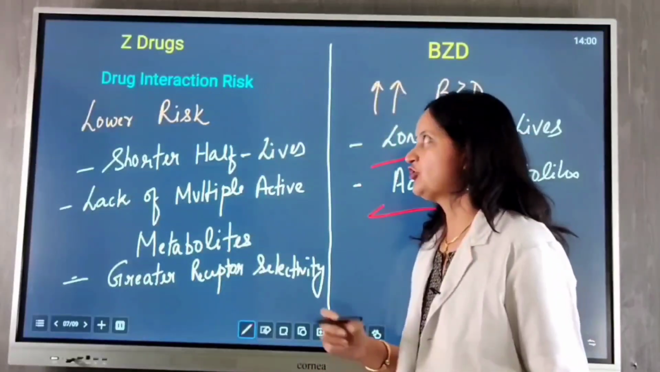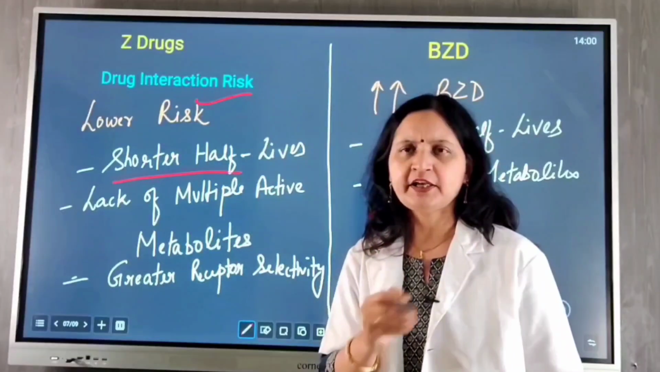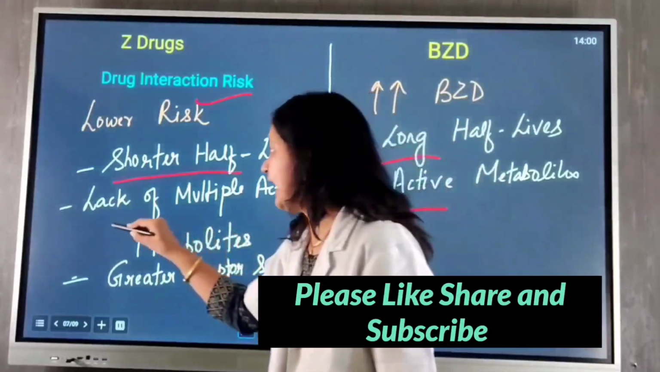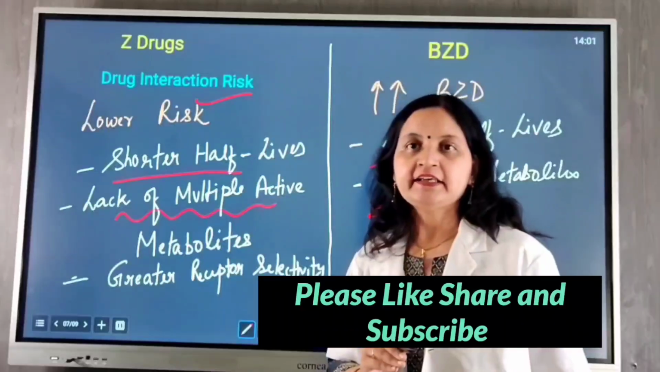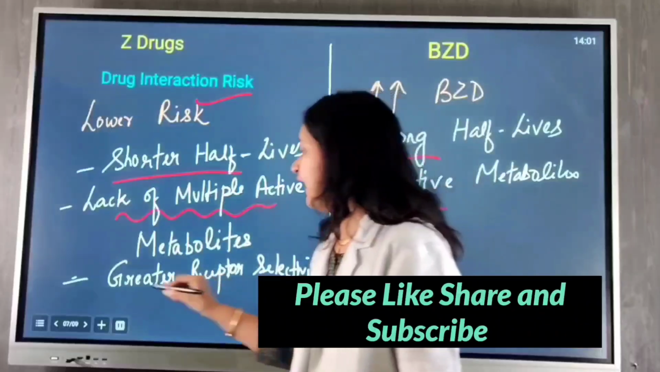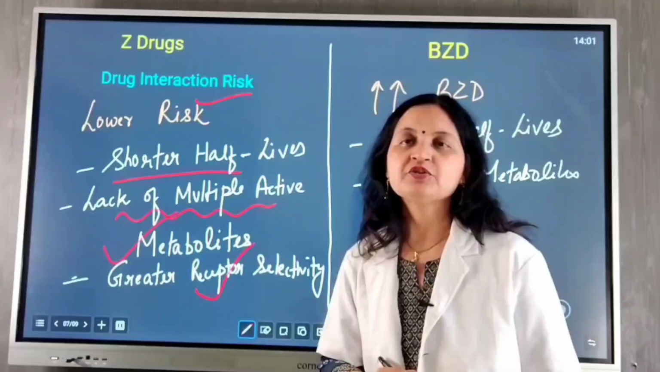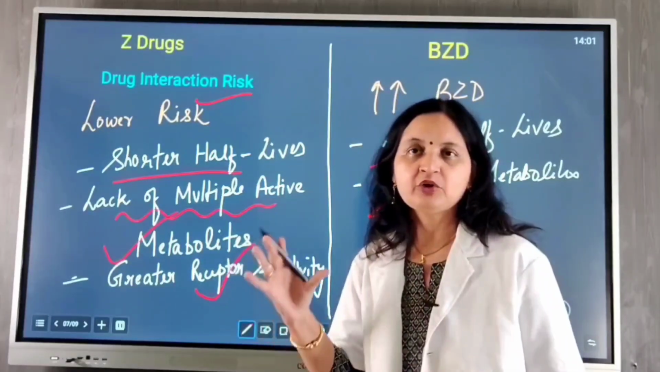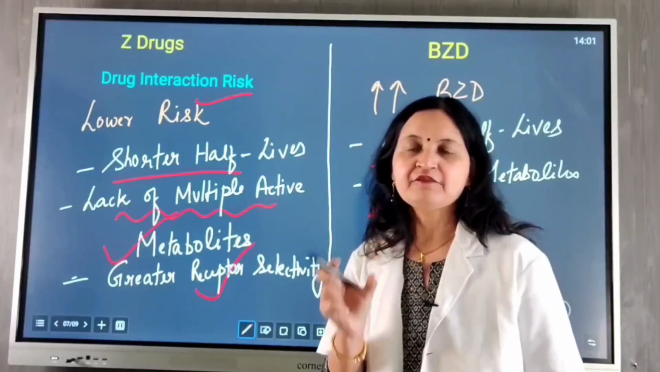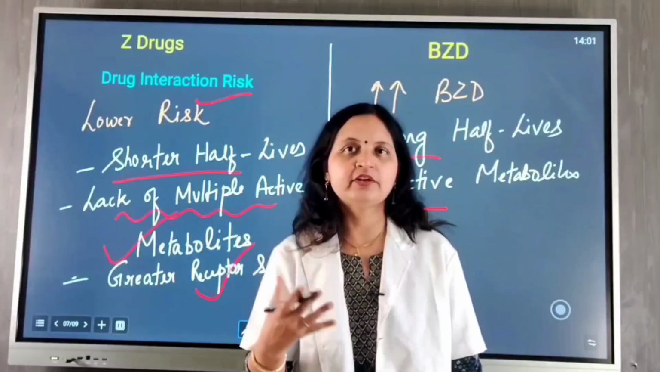This increases the risk for drug-drug interaction. Z group of drugs, on the other hand, have a shorter half-life, rapid onset, and are also removed from the body quickly because of their shorter half-life, and the action is selective. They lack action on multiple subunits unlike benzodiazepines, and unlike benzodiazepines they do not produce active metabolites, so they are removed from the body quickly after producing action, and therefore Z group of drugs carry less risk for drug-drug interaction. So this is another advantage of Z group of drugs over benzodiazepines.